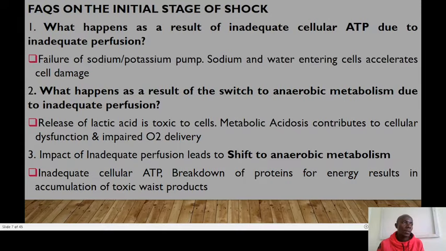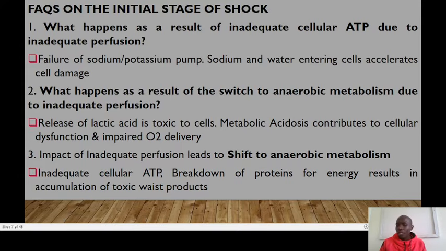Remember, we have inadequate perfusion, so we have the shift from aerobic to anaerobic. There is now the release of lactic acid, which is very toxic to cells. So as a result, we now have metabolic acidosis, which contributes to cellular dysfunction and impaired oxygen delivery.